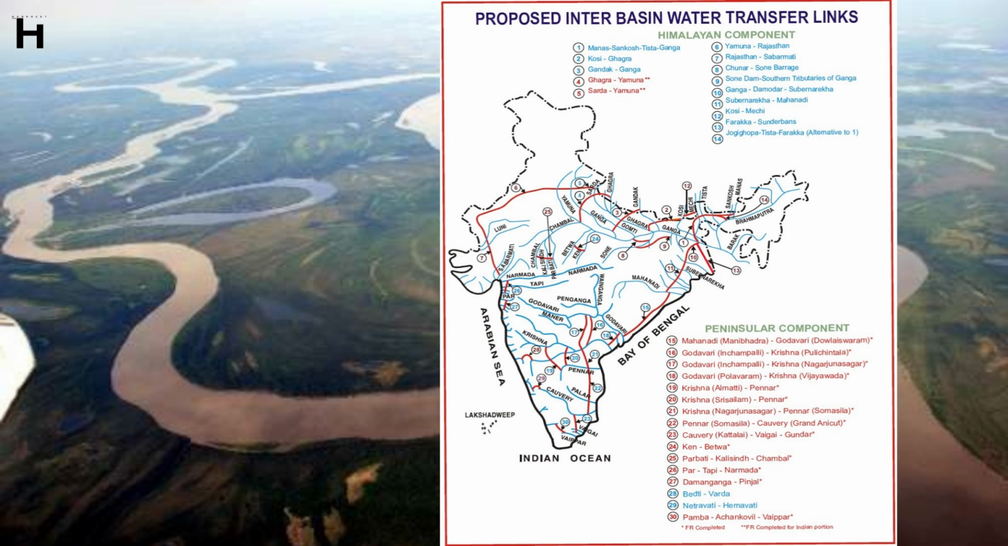Interlinking of rivers can be of two types: intrastate linking, that is within a state, and interstate linking, that is between two or more than two states. This is possible only if there is an understanding between the two governments.